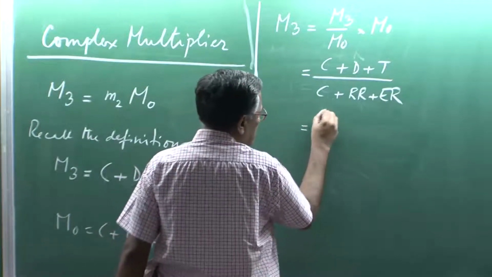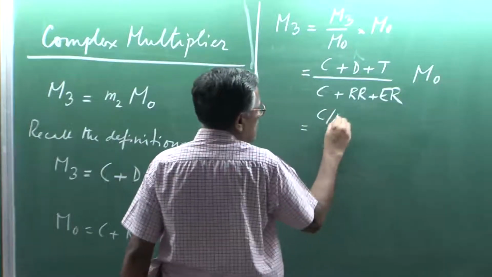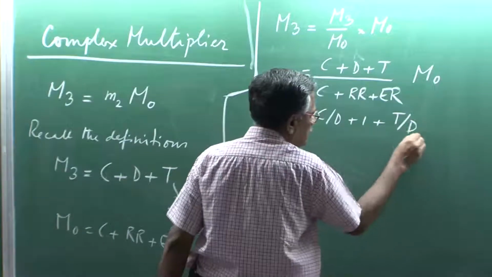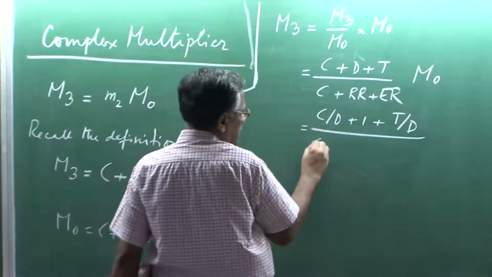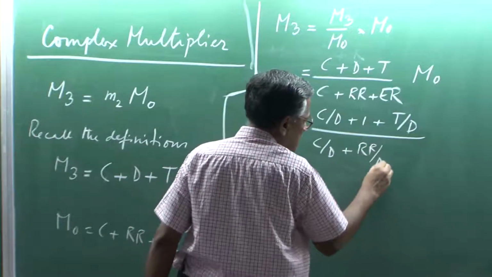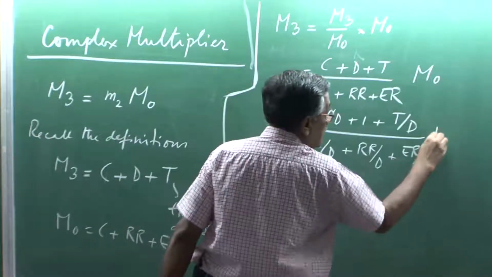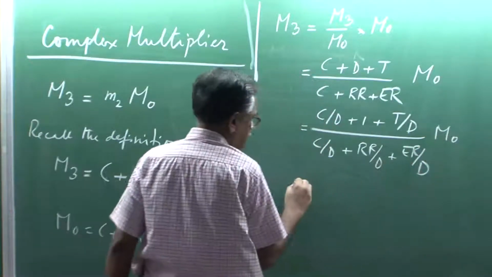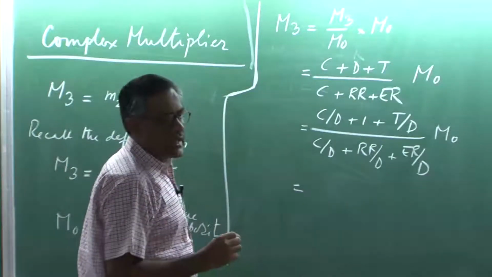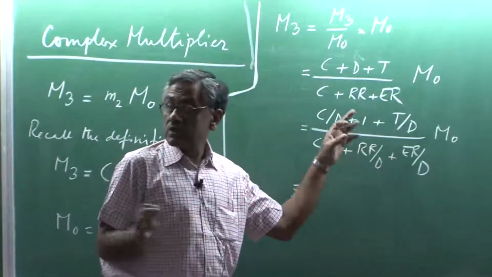Now, if you divide it by D, then you have C over D plus 1 plus T over D, divided by C over D plus RR over D plus ER over D, into M0. Now, we have an extra complication here. We have time deposits. Now, the story is complete.